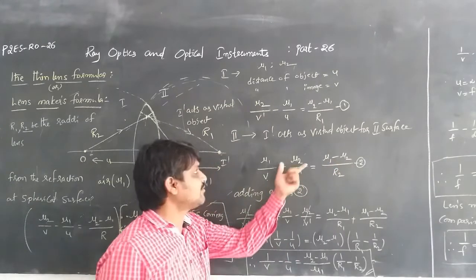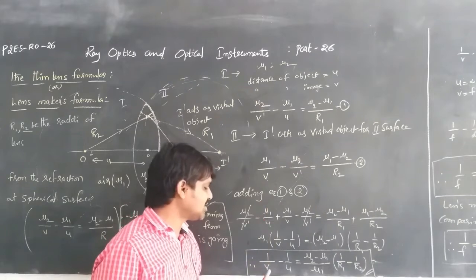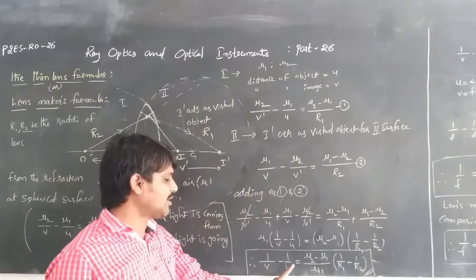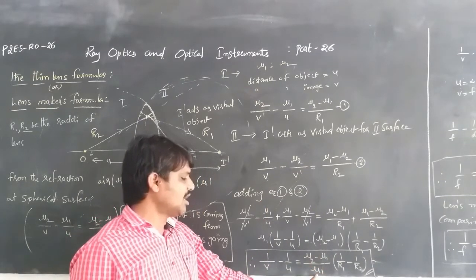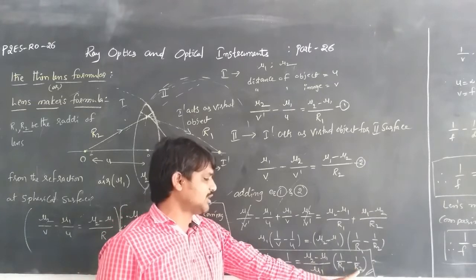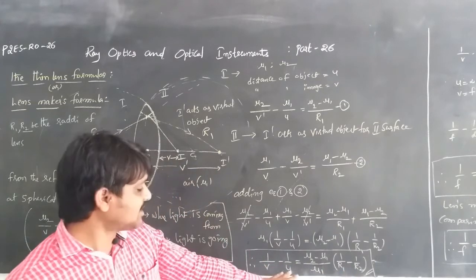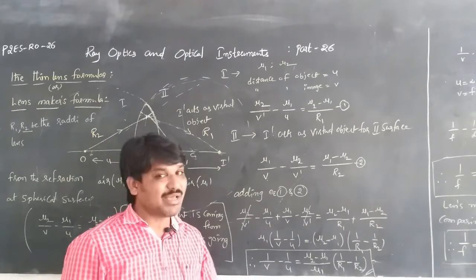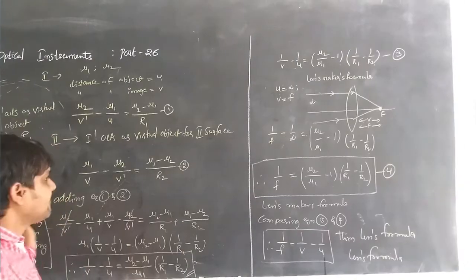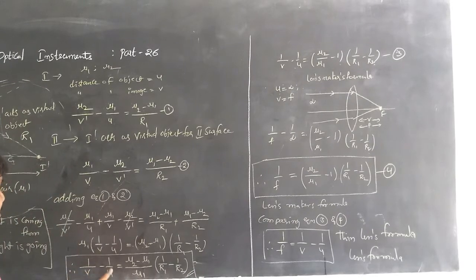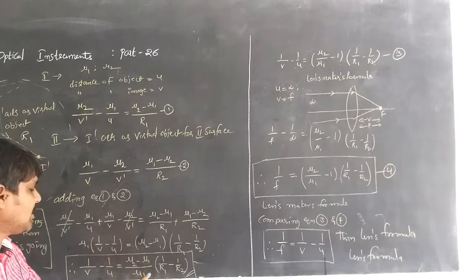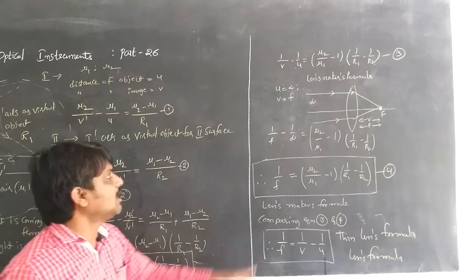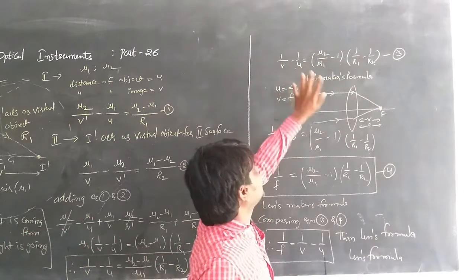Then, adding both equations, we get 1 by v minus 1 by u is equal to mu 2 minus mu 1 by mu 1 into 1 by r1 minus 1 by r2. This is called the lens maker's formula. If the image is formed at v, we get 1 by v minus 1 by u is equal to mu 2 minus mu 1 by mu 1 into 1 by r1 minus 1 by r2. This is the lens maker's formula.